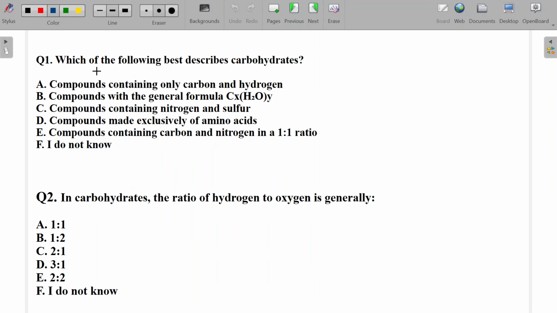Question 1. Which of the following best describes carbohydrates? A. Compounds containing only carbon and hydrogen. B. Compounds with general formula CxH2yOy. C. Compounds containing nitrogen and sulfur. D. Compounds made exclusively of amino acids. E. Compounds containing carbon and nitrogen in a 1-to-1 ratio. F. I do not know.